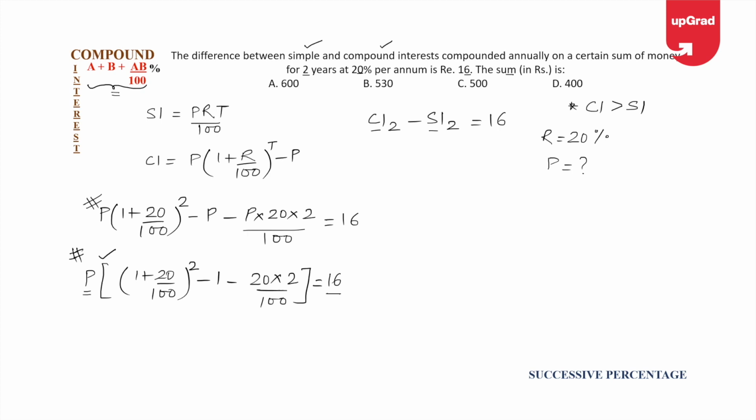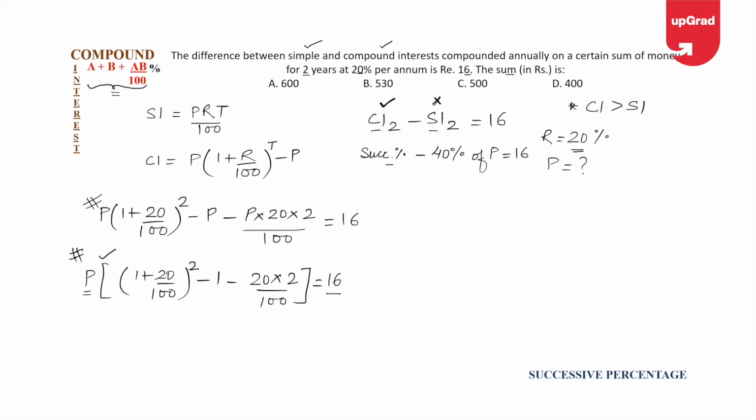One thing is sure: compound interest has the concept of successive increment. Simple interest does not have it, because in case of simple interest, the interest remains the same every year. Which means, in case of compound interest, we have to apply the formula of successive percentage, whereas in case of simple interest, it will be 20% plus 20%. That is 40% for 2 years. 40% of what? Of principal, definitely, is equal to 16.